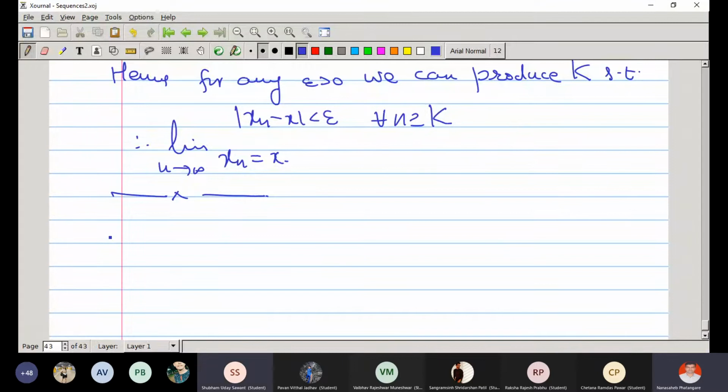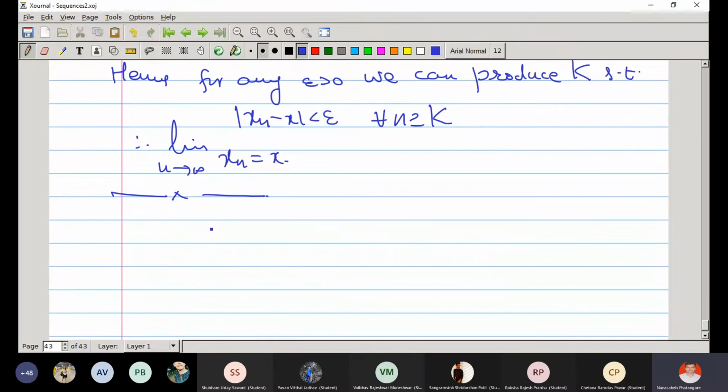Sir, but why is c compulsorily between 0 and 1? What if it is greater than 1? Still we can find an an which is greater than epsilon by c. No, not always. If your c is greater than 1, then it may happen that an converges to 0, but your sequence may not converge to x.